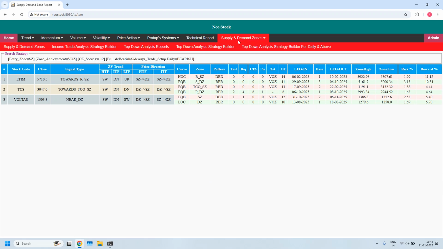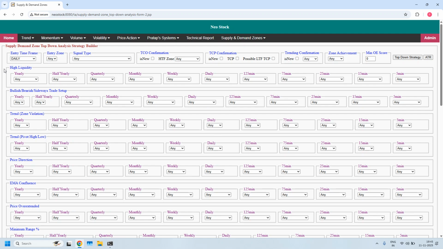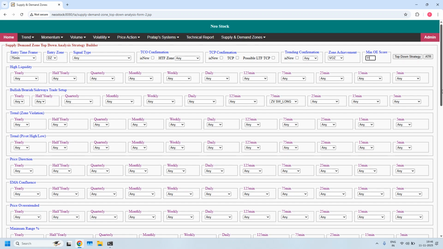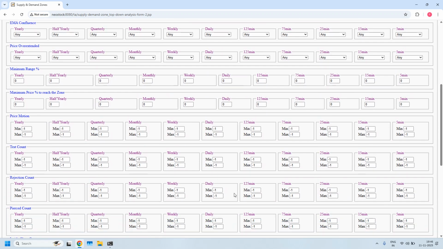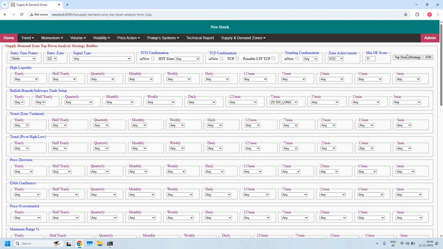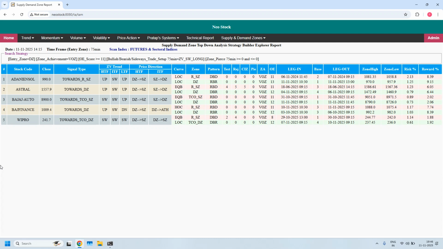Okay, next I am generating weekly income trades. First weekly income trade, sideways trade setup, sideways long trade setup, entry time frame 75 minutes, entry zone, demand zone. Here I am selecting sideways long, zone achievement VOZ, minimum order enhance score 11, and 75 minutes demand zone should not be pierced. Pierced count at 75 minutes time frame, minimum value 0, maximum value 0. Let's filter. So we got 5 stocks.